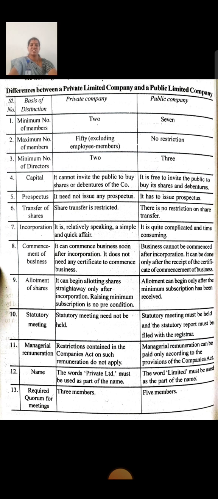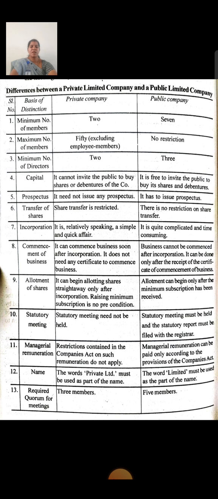The next one is commencement of business. In a private company, business can commence soon after incorporation; it does not need any certificate to commence business. What is commencement of business? It means starting a business. In a public company, business cannot be commenced after incorporation alone. It can be done only after receipt of confirmation of commencement of business. So the commencement certificate is needed only for the public company, not for the private company.